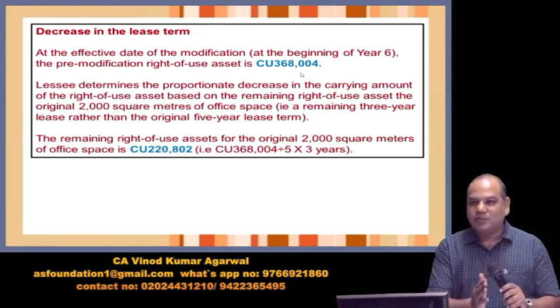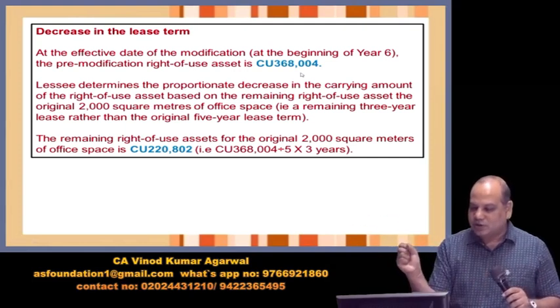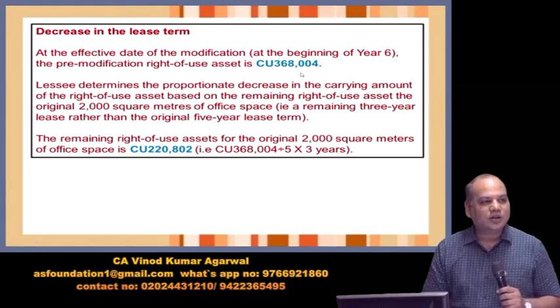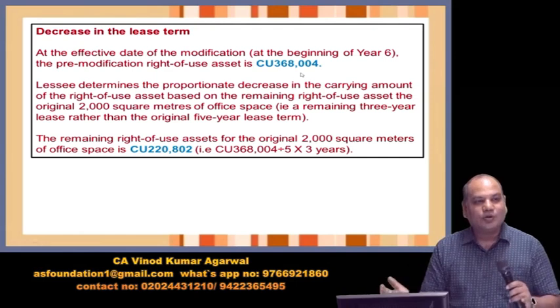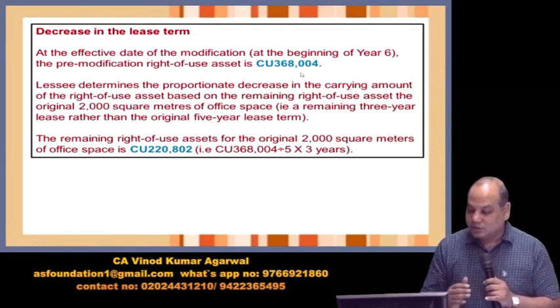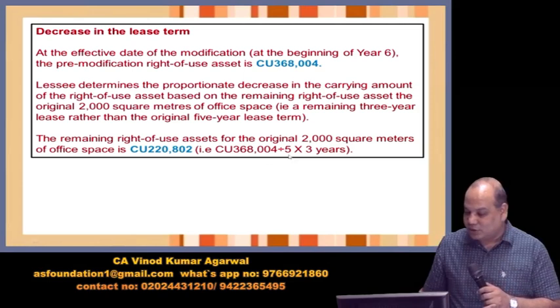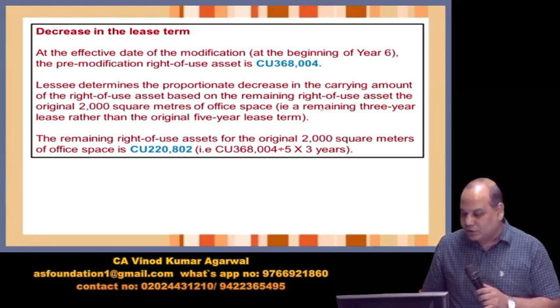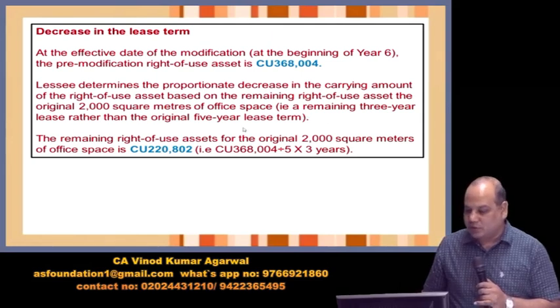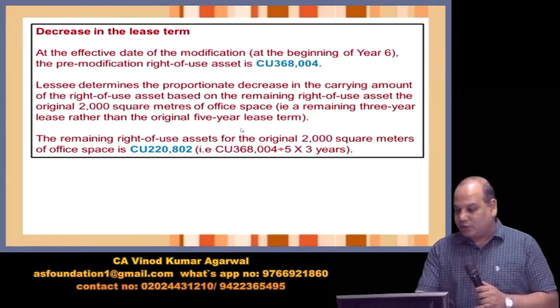When 5 years was remaining, I had to recover 368,004. Now only 3 years are remaining. So I will have to reduce the value of the asset proportionately. So that's a complicated calculation here. Pay attention. Lessee determines the proportionate decrease in the carrying amount of the right of use asset based on remaining right of use asset, the original 2000 square meter of office space, that is a remaining 3-year lease rather than the original 5-year lease term. Compare it with the previous example.